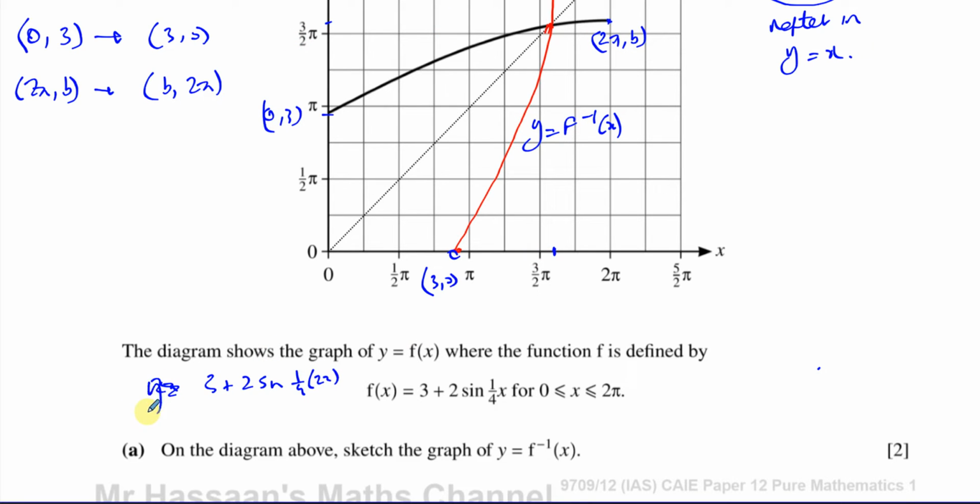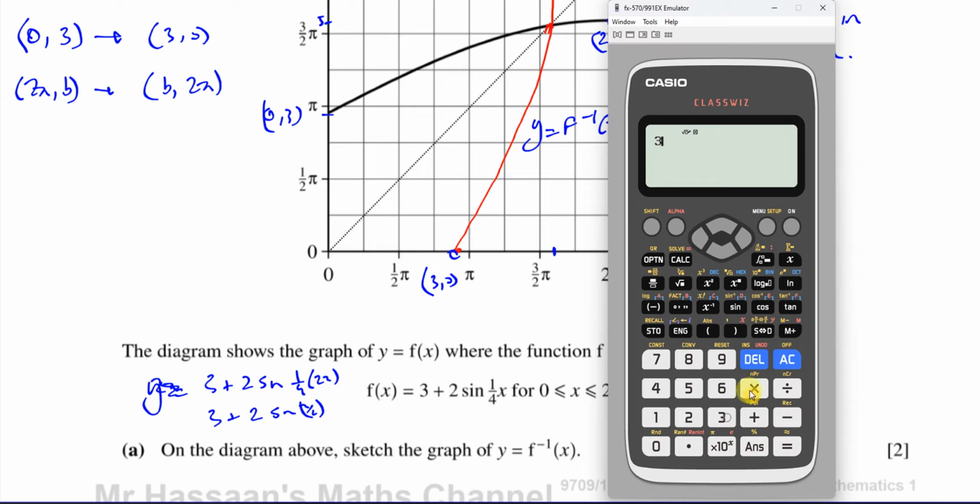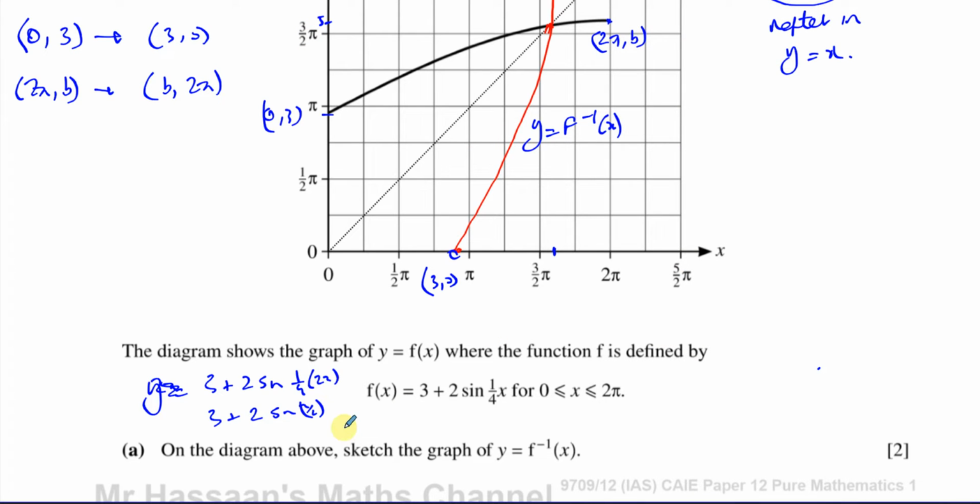That will be 3 plus 2 times the sine of pi over 2, which is 1. So that's 3 plus 2, that will be 5. So this value here would be 5, okay, which is just more than 3 pi over 2. As we can see, 3 times pi divided by 2, so it's just slightly more than 4.71. That's right, so that would be 5.